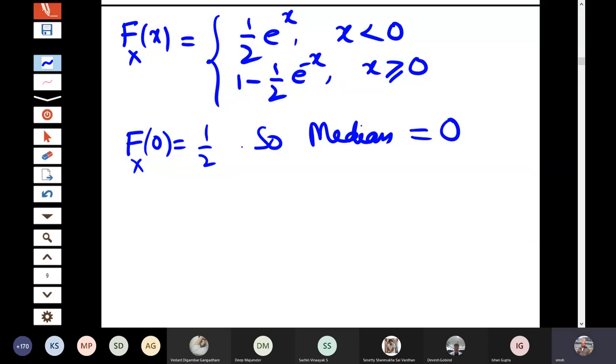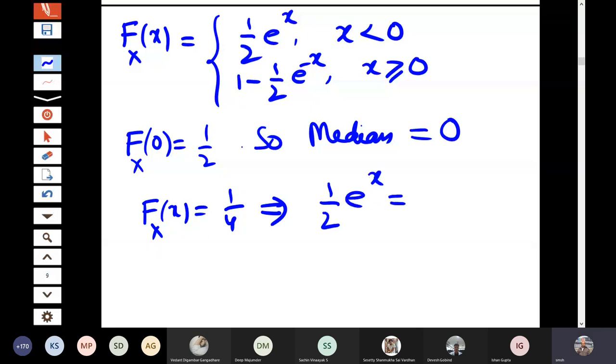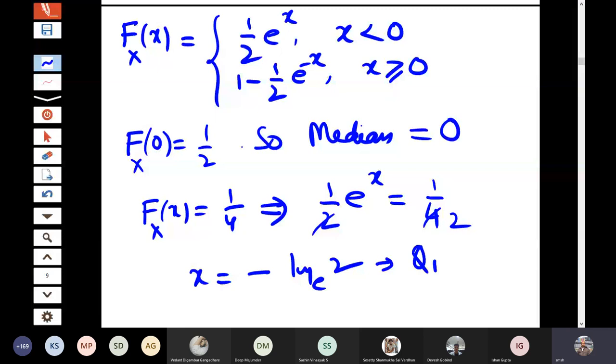So for the first quartile you should have f of x to be 1 by 4, isn't it? Then this will give me half e to the power x is equal to 1 by 4. So of course you can do it simply. So x is equal to minus log of 2. So that is q 1 by 4, the first quartile.